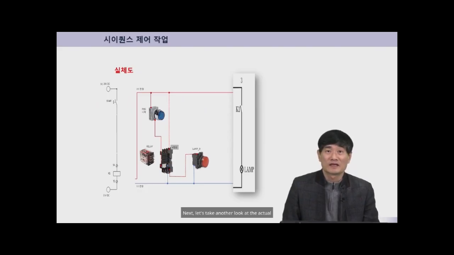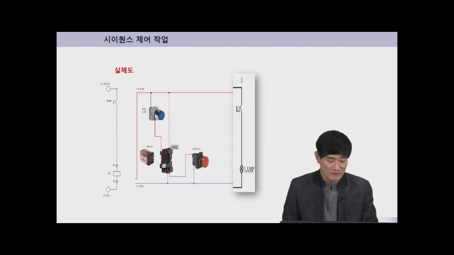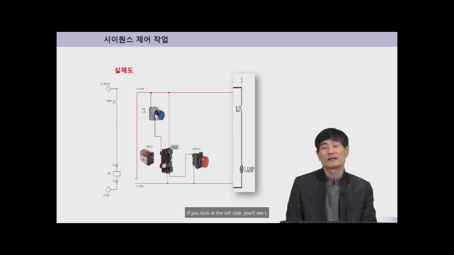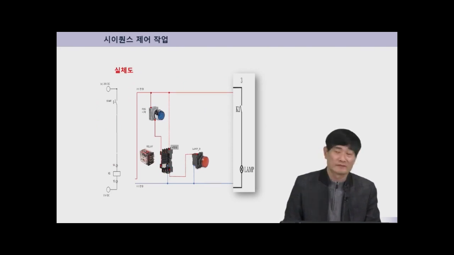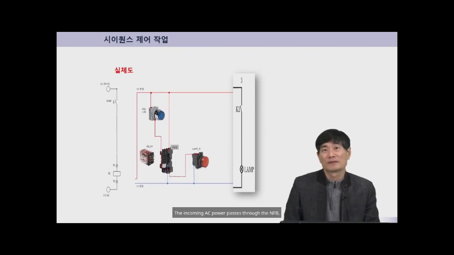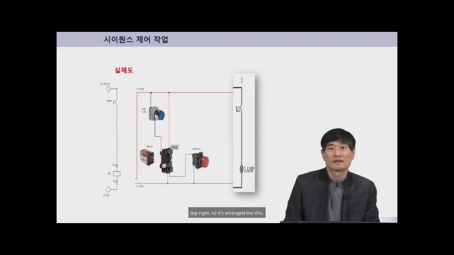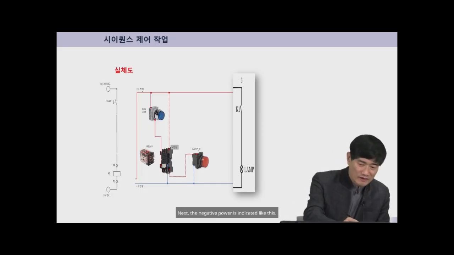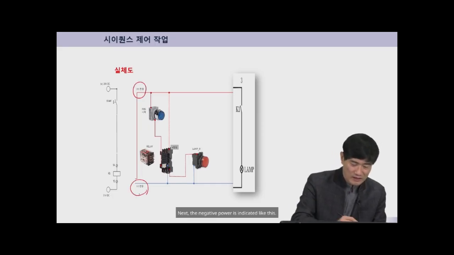Next, let's take another look at the actual layout of the relay circuit through an example. If you look at the left side, you'll see L and N for 220 volts. You can see that the AC power is coming in. The incoming AC power passes through the NFB and then is supplied through the SMPS. And in the SMPS, the positive power is at the top right, so it's arranged like this. Next, the negative power is indicated like this.